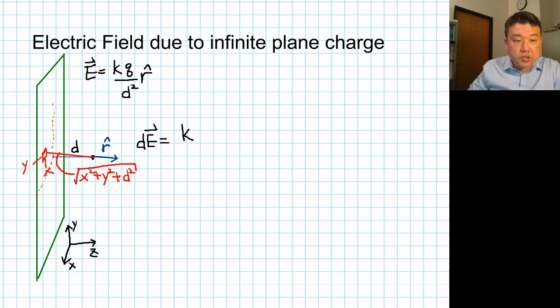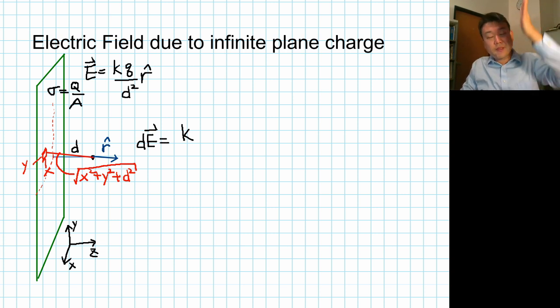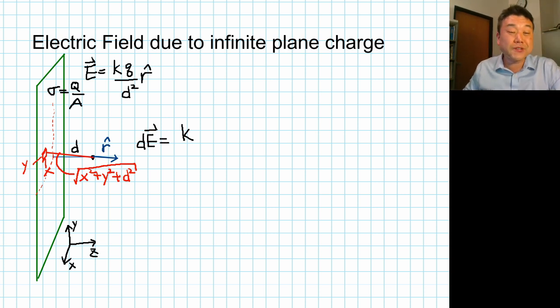Let's say the charge density is sigma. The way charge density is defined is the total amount of charge divided by the area. So if this was an actually infinite plane, then it would have an infinite amount of charge. So here, to get the amount of charge that's in this small area element, it'll be sigma times the area of this element.